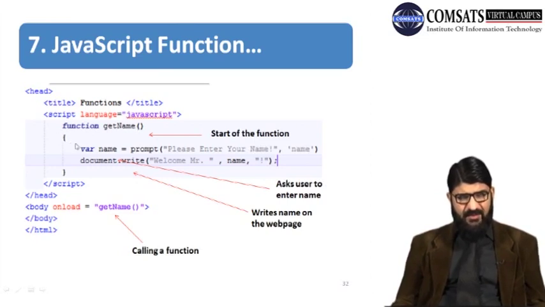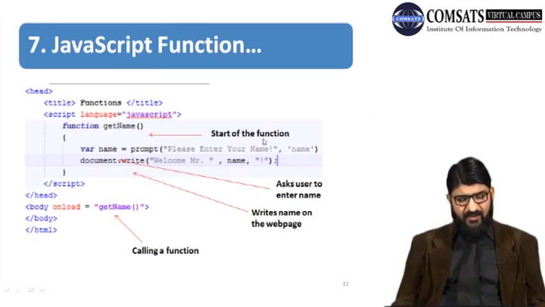Then the function start bracket is given, and then a variable is declared, variable name, which takes values from the user. So the prompt function is mentioned, "Please enter your name" will be displayed to the user, and the username will be given as a variable, and then document.write, the user output function for the web browser, is written, and then "Welcome Mr." and the name will be displayed for the user, and then the script tag is closed.